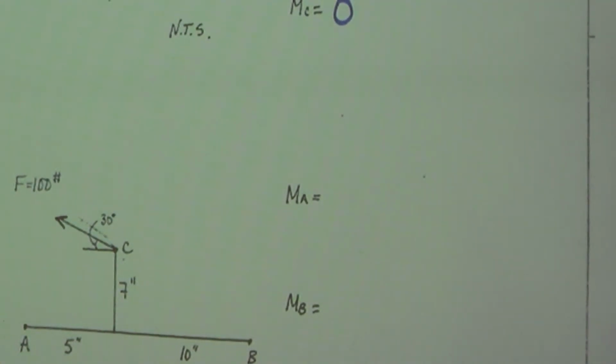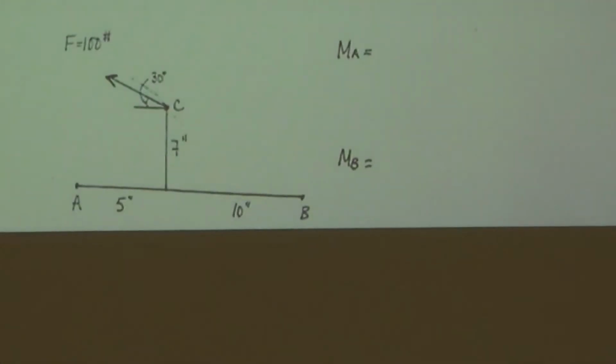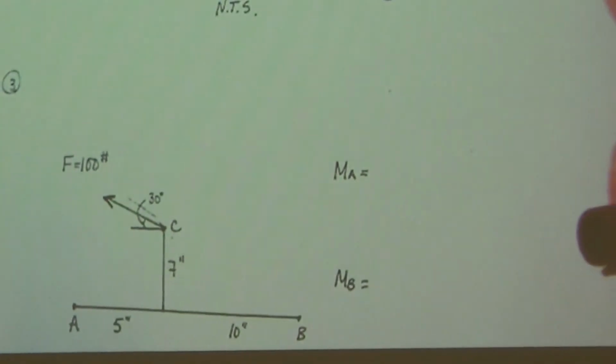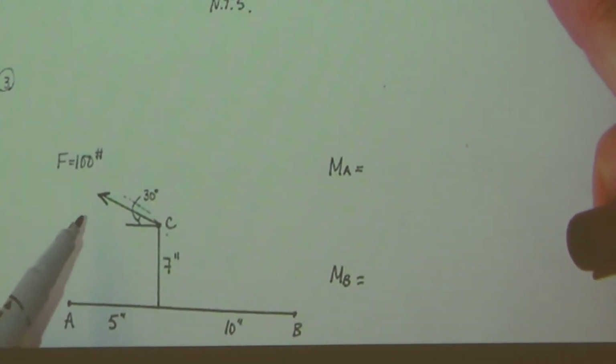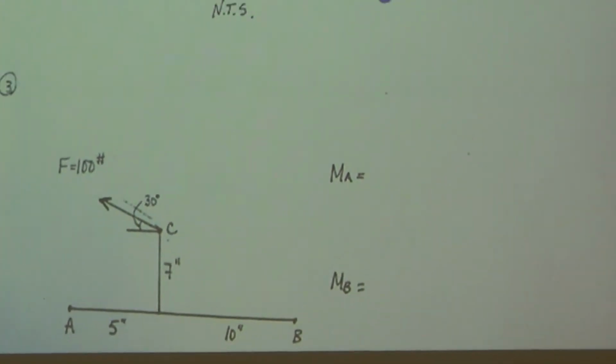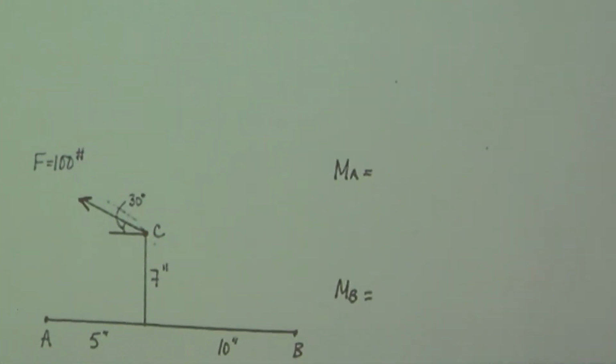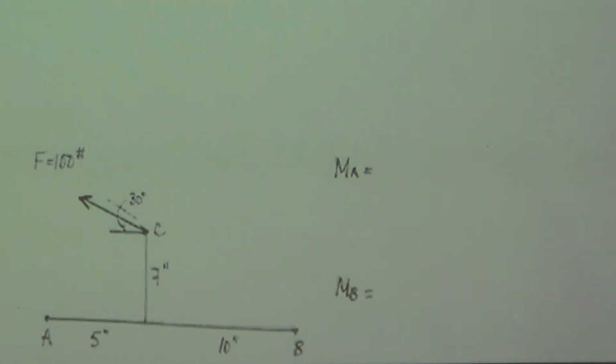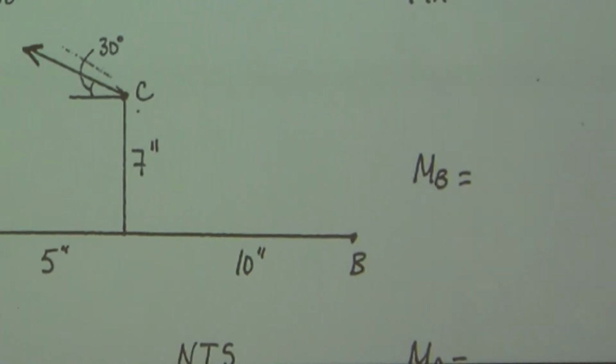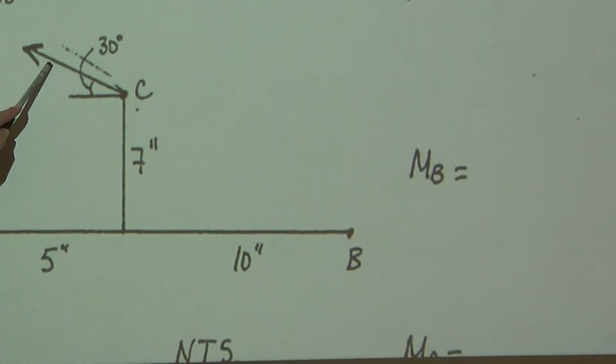Okay, next one, Jabin. We're looking at number 3 now. So everybody, let's look at this. What is the moment equal to? It's the absolute value of the force times the absolute value of the perpendicular distance. You look at this picture, it's difficult to find the perpendicular.